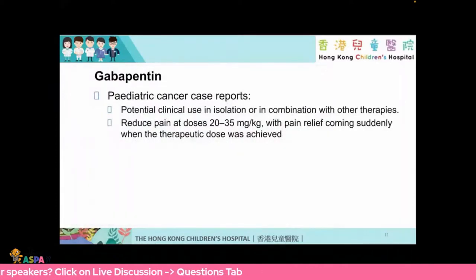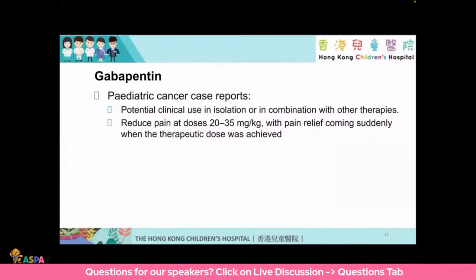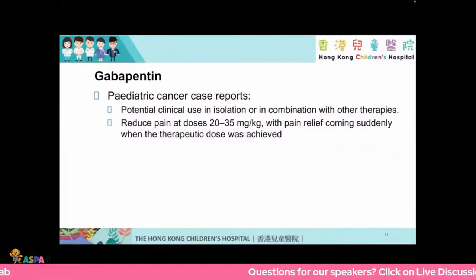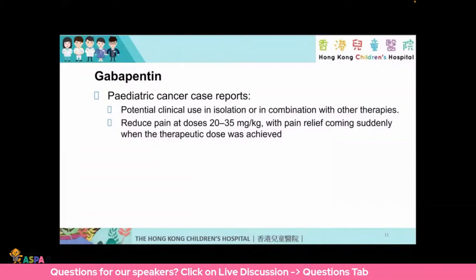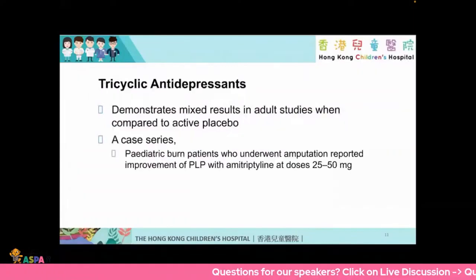For adjuvant agents, gabapentin is a centrally acting anticonvulsant. There are mixed results on its efficacy in the adult population. The good news is that in the pediatric population, some small-scale case series show that once the dose is able to achieve the therapeutic dose, namely 20 to 35 milligrams per kilogram, a remarkable pain relief effect is observed.